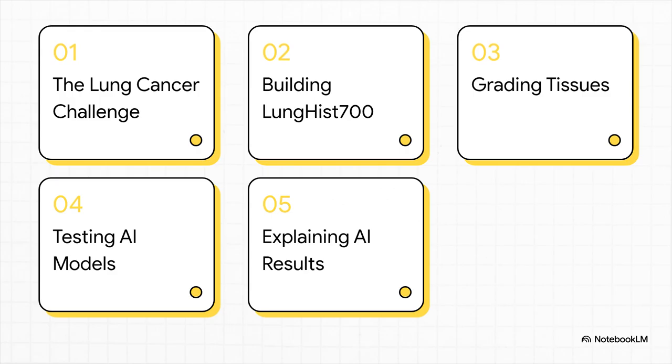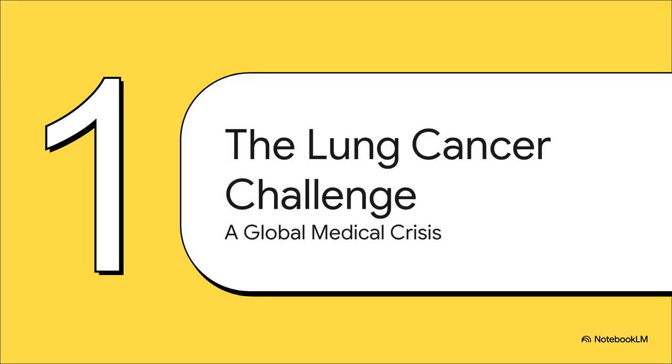Here's our roadmap for today. First, we'll look at the lung cancer challenge. Then, building the LungHist700 dataset, followed by how they grade and classify those tissues. After that, we'll get into testing the AI baseline models, and finally, we'll be explaining the AI results. So, part 1, the lung cancer challenge.